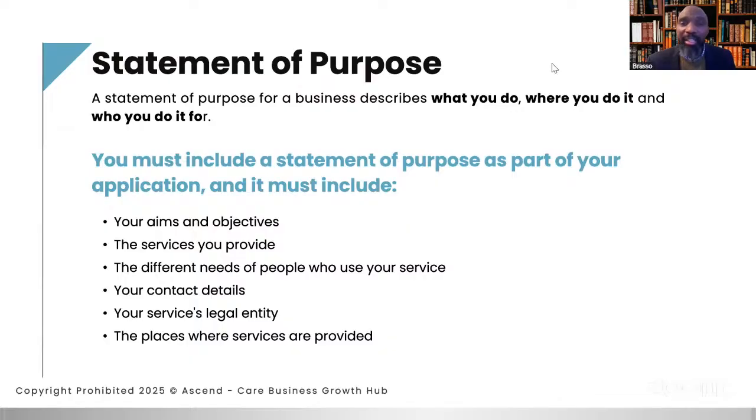It must be detailed. It's not only for CQC, it's also for you to prepare, because whatever you put in that statement of purpose, it then feeds into your business plan and all supporting documents. The policies and procedures need to align to your statement of purpose. So it's a very, very important document that you need to assemble as part of your CQC application, depending on the services you are applying for.